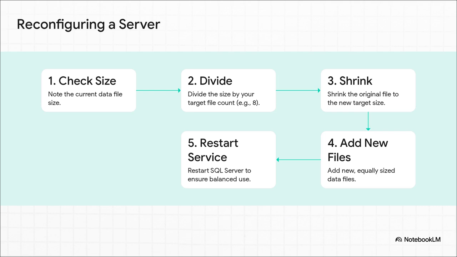So what if you need to fix a server that's already running? It's actually pretty easy. First, just see how big your TempDB data file is right now. Then, divide that size by your target number of files. Let's say 8. Shrink that original file down to the new size, and then just add 7 more files of that exact same size. Then you'll need a quick restart of the SQL service, and that makes sure the workload is spread evenly from the get-go.